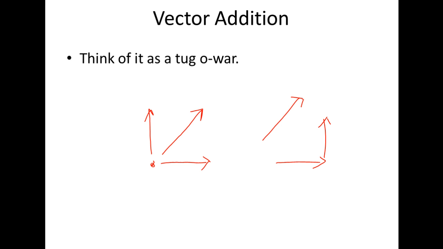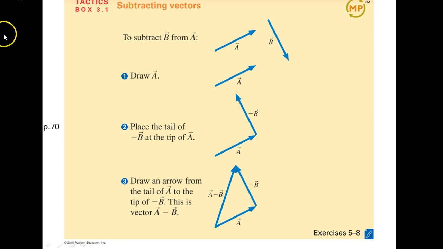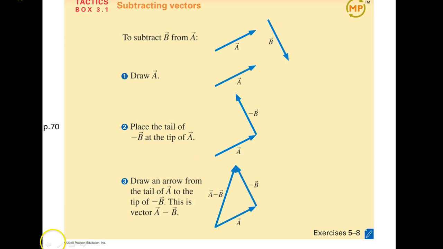Your book also has a really good example of this, and so if that example still isn't making sense to you, I really suggest you go to page 70 in your book, and these little tactics boxes are oftentimes pretty helpful. And so the way your book explains it, and this is a subtraction problem, so let's say I've got the problem of vector A minus vector B. So A minus B. In my mind, I'm going to go ahead and change that to an addition problem, so A plus the opposite of B.